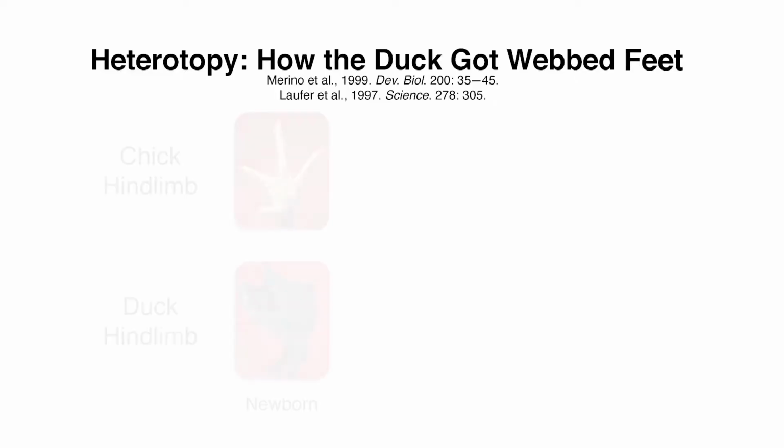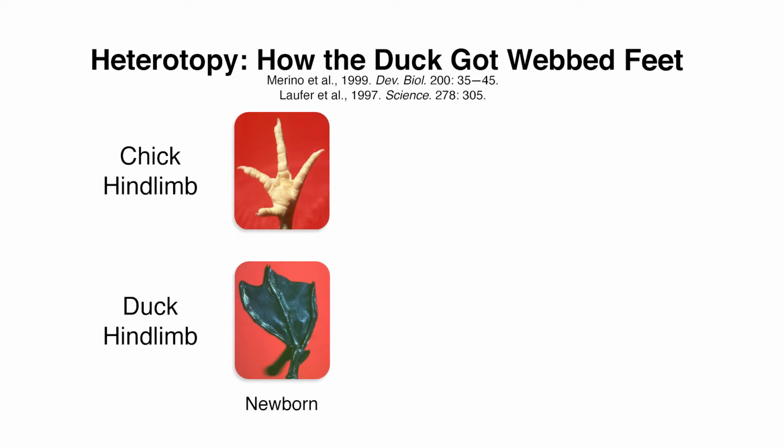Now, heterotopy, changing the cell types that express the gene, can explain, for instance, how the duck got its webbed feet. Most land-dwelling vertebrates start off with webbed feet in the embryo. Our limb bud is webbed, but as you can see, the chick hind limb has freestanding digits like ours. The duck hind limb has webbed feet.